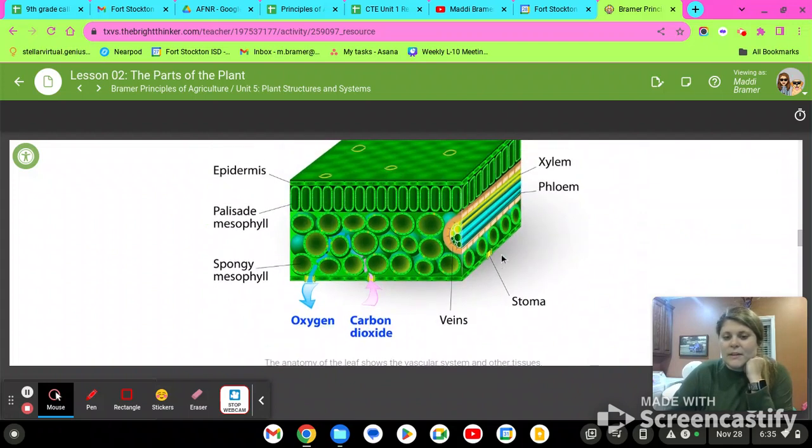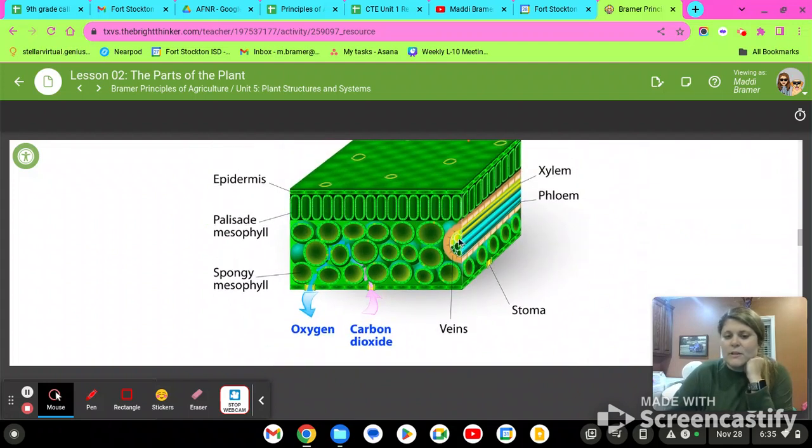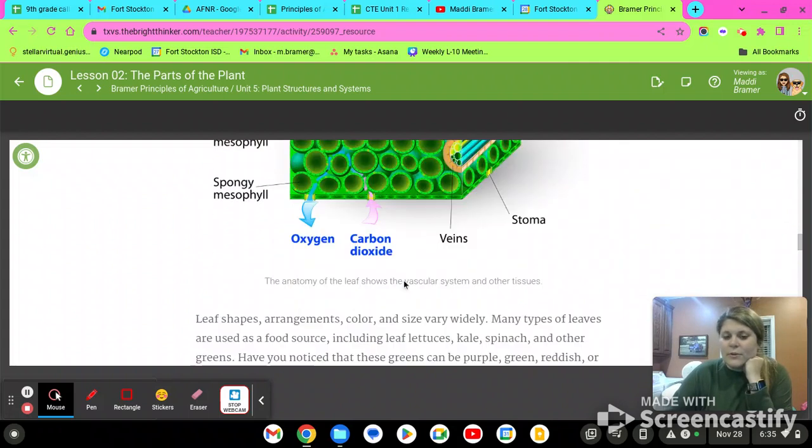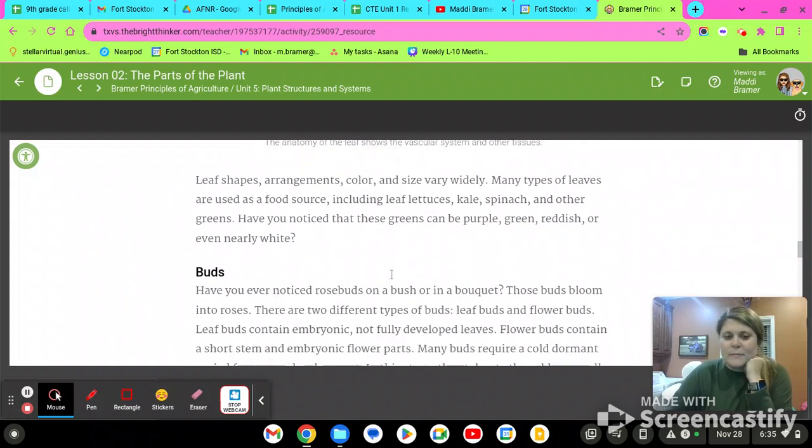And there's a good picture right there that shows the xylem and the phloem. You can see those rings. The inner one, the phloem, the outer one is the xylem, and that's how water and food are transferred up and down that plant.